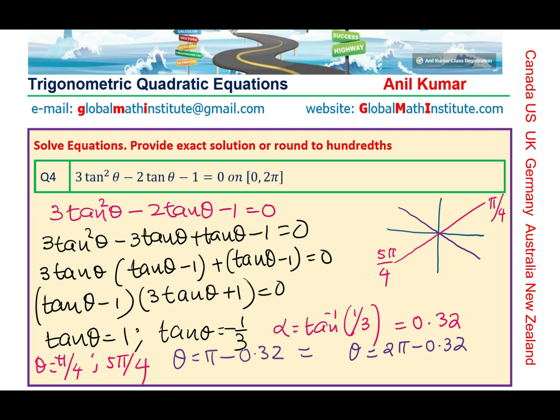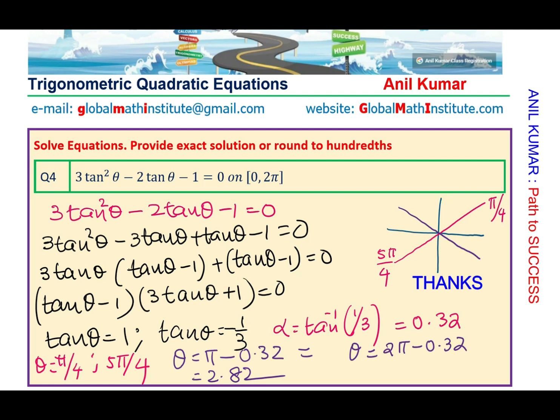So pi minus 0.32 gives you a value of 2.82, and 2 pi minus 0.32 gives us 5.96. So these are the four solutions for our equation.